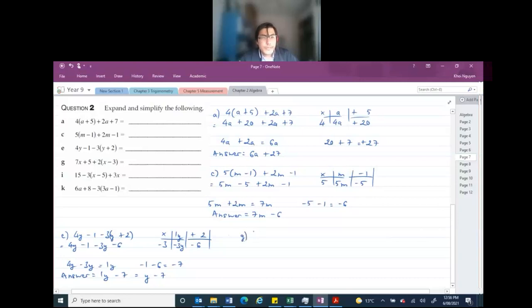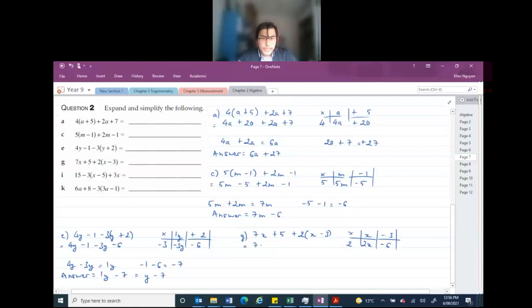We have 7x plus 5 plus 2 brackets x minus 3. So the bracket is 2 on the outside and x minus 3 on the inside. So 2 times x, that's just going to be 2x. 2 times negative 3, and hopefully by now you're quite used to multiplying negative numbers, so there's going to be a negative 6.